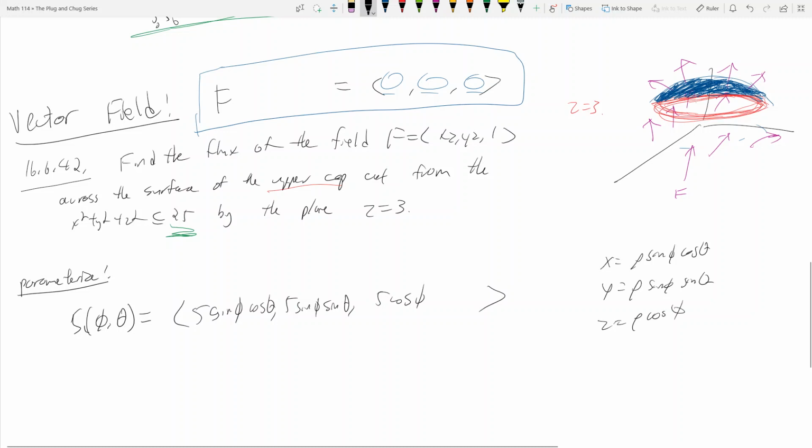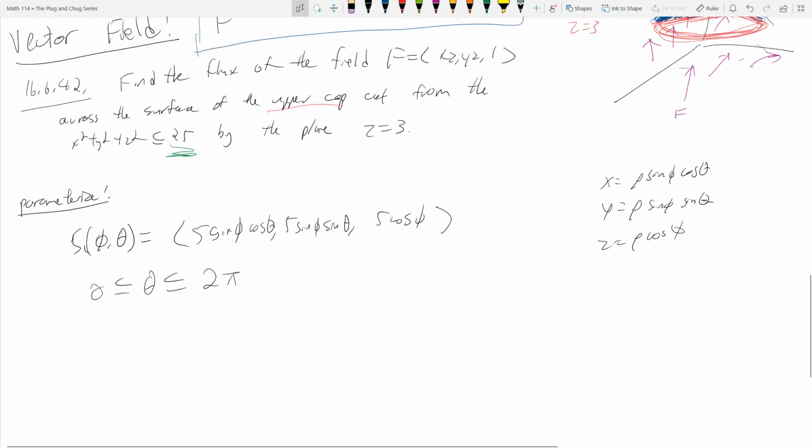Okay, now I have to figure out what my bounds are, because I need to find the bounds on phi and theta. Let's deal with theta first. In this problem, there are no restrictions in the xy plane, which is where we see theta. I've repeated myself on this a lot. If there's no restrictions in the xy plane, then theta is just going to go from 0 to 2 pi.